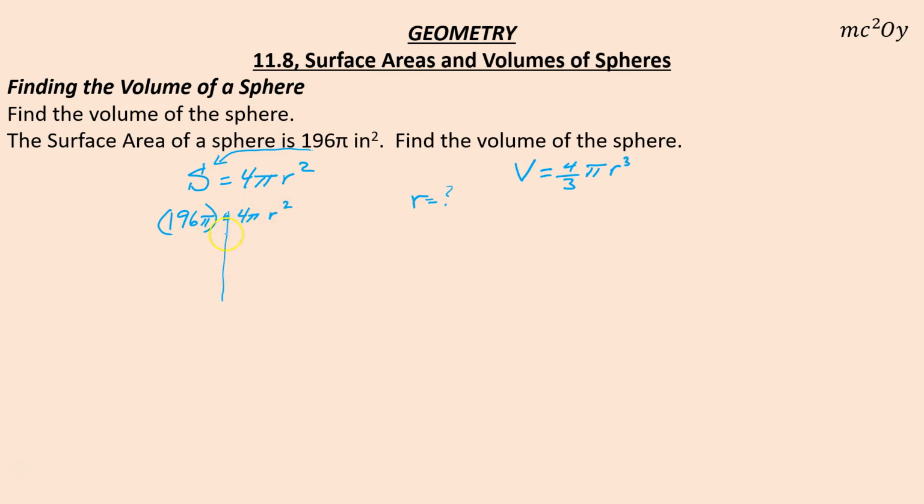Divide both sides by 4 pi, right? So by doing that, 196 pi divided by 4 pi is 49. That's equal to r squared. Well, r squared, I take the square root, so r is equal to 7. Well, that's good. If r is 7, I can use that in my formula right there. So my volume now is 4/3 pi times 7 to the third power.